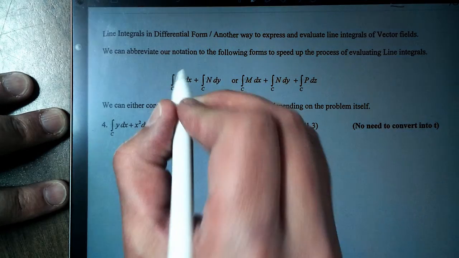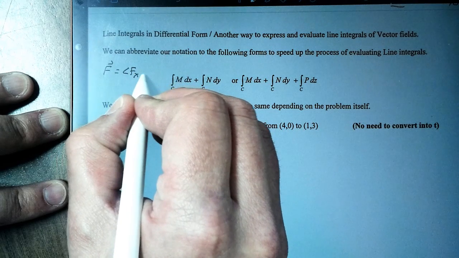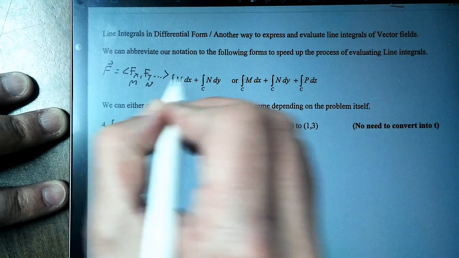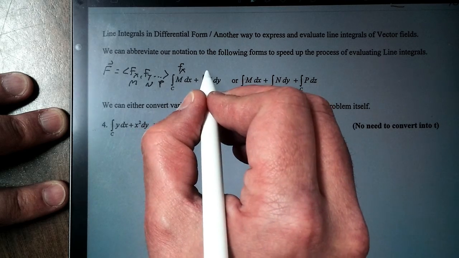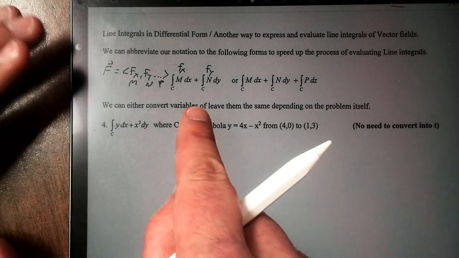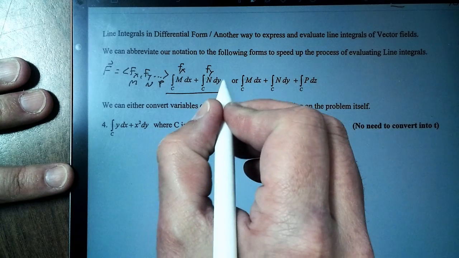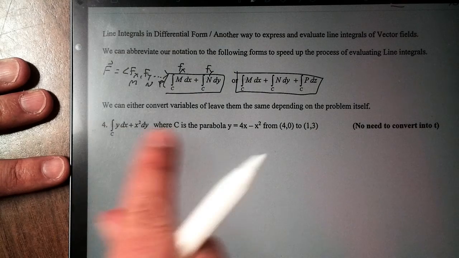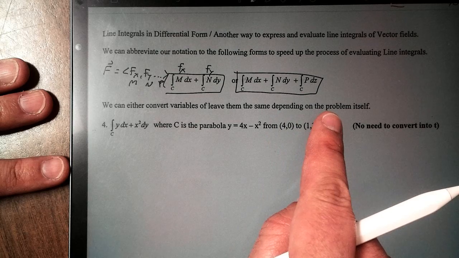Remember, how do we get M? When we look at our vector field, it was a partial of x, partial y, and so forth. Well, that's our M, that's our N, and if we go to 3 dimensions, that's P. So this is our partial of x with respect to x, and that's our partial of y with respect to y. So we only have to look at them with their corresponding variables. Now, once we have our rule right here, this is my work equation, and in 3 dimensions my line integral would look like this. We can either convert the variables into parametric or leave them the same variables depending on the problem itself.